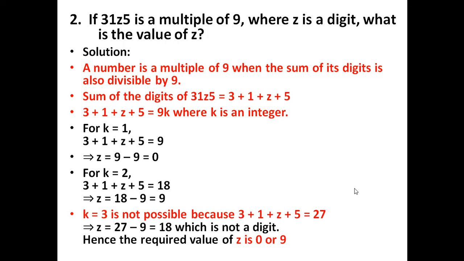Then k equal to 3. One more time we try with k equal to 3, and you will get a z value of 18. 18 is a 2-digit number. 0 and 9 are one-digit numbers, is it not? 18 is a 2-digit number which will not fit into the digit place of z, so this is not a correct answer, it's not possible. So the z value of 0 or 9 is the correct answer. z will take the value 0 or 9.